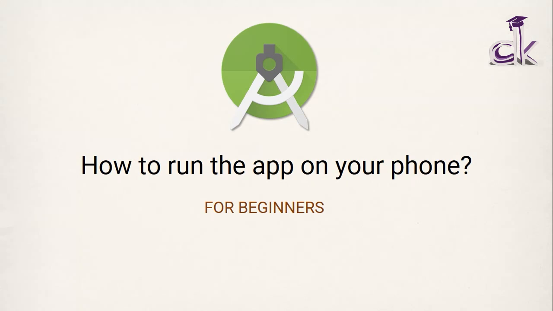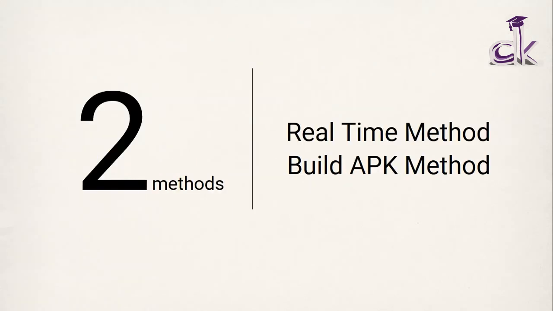In this video tutorial I'm going to show you how to run the app on your phone. Now there are two ways in which you could do so. In the first method, the real-time method, all the changes that you make in Android Studio are reflected in your phone in real time. And the second method is the build APK method, wherein the APK file is generated, transferred onto your phone and then installed, and then the app is run. Each of these methods has prominence in its own way, so let's start with the first method.